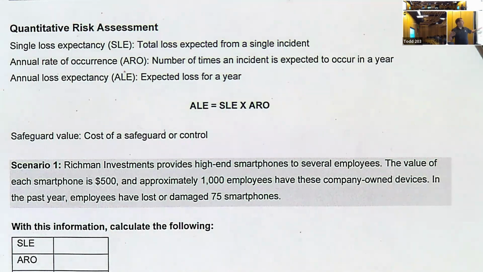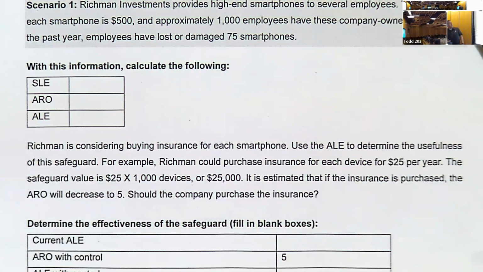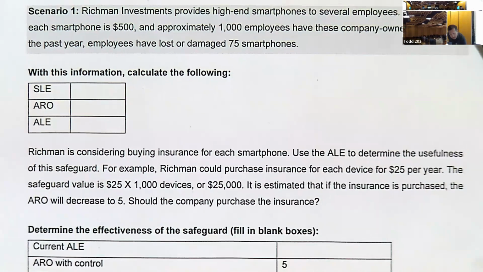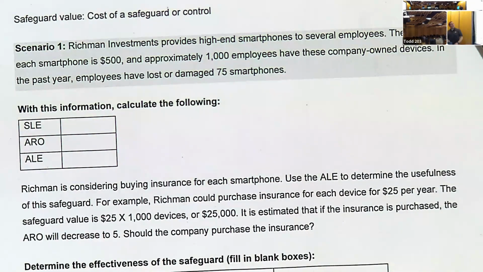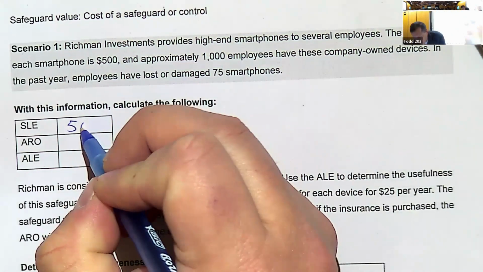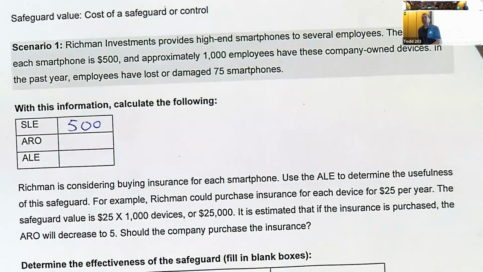So in this document, we have a scenario spelled out that lets us begin to capture some of this information. And looking at that scenario, what is the single loss expectancy to Richmond Investments? Yeah, $500. So if we lose one smartphone, it costs us $500, right? The value of each smartphone is $500. So I'm going to put that number right there under single loss expectancy.